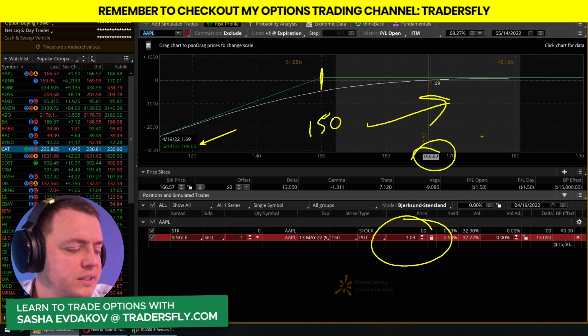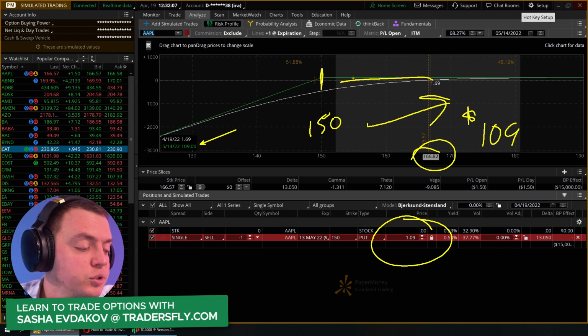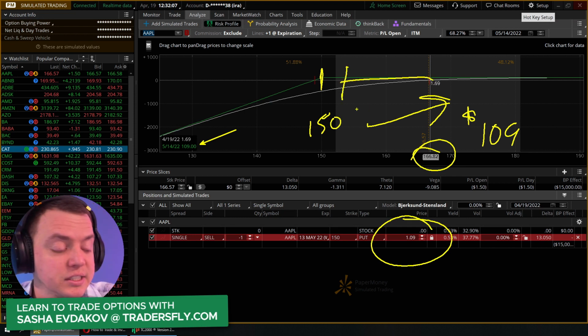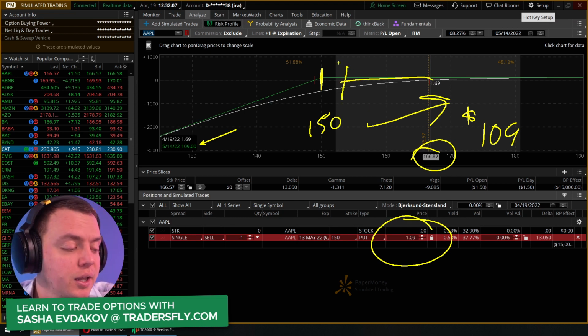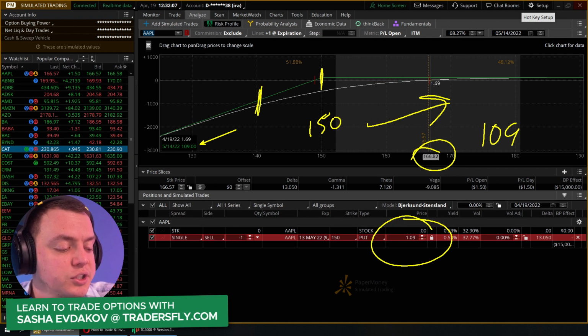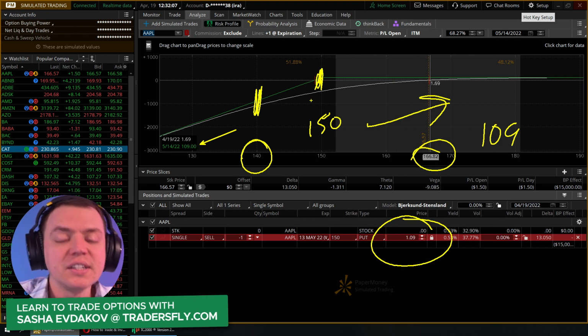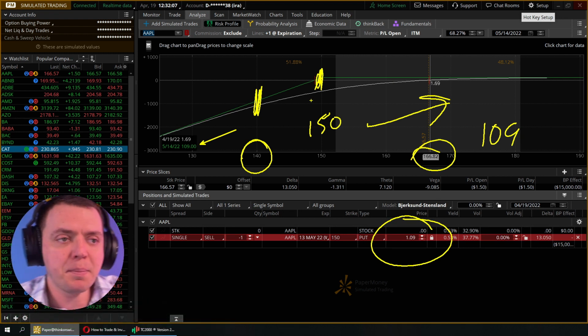If it goes up, I still make that $109 at expiration. I could get out of it early if I like. If it pulls back even over here and it still expires, I'm okay. I still collect that money. The big downside is when it goes to like 140, and then you get assigned at 150. So that's a bit of the issue, but it can happen.